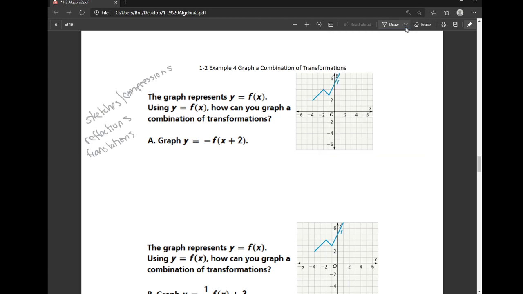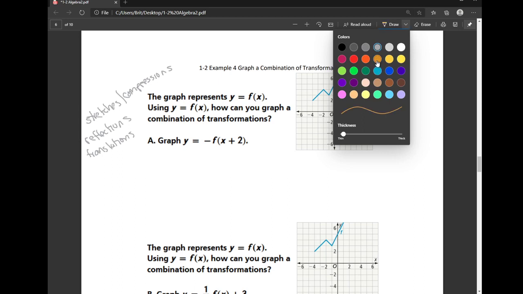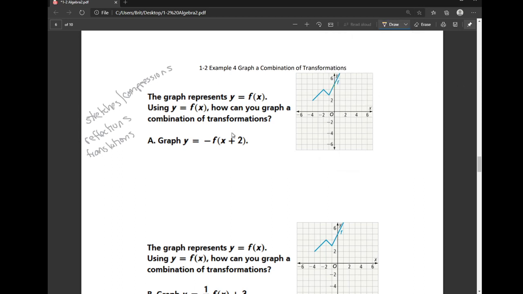Alrighty, so let's take a look at our first example. In this example, we have a negative here in front of all the function notation. So if something is in front of all the function stuff, not within the parentheses, that's going to be a vertical change. And because it's a negative being multiplied there, this is going to be a reflection. That means it will reflect across the x-axis.